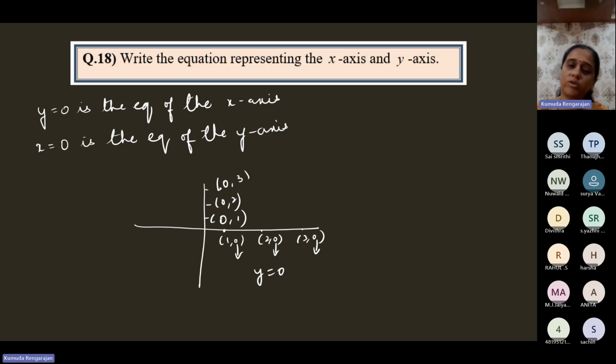If you take any point on the x-axis, now we have taken (1, 0), (2, 0), (3, 0), all on the x-axis. There you see that the y value is 0. So y is equal to 0 is the equation of the x-axis. When you mark some points on the y-axis, you see that the x-coordinate is always 0. So x is equal to 0 is the equation of the y-axis.